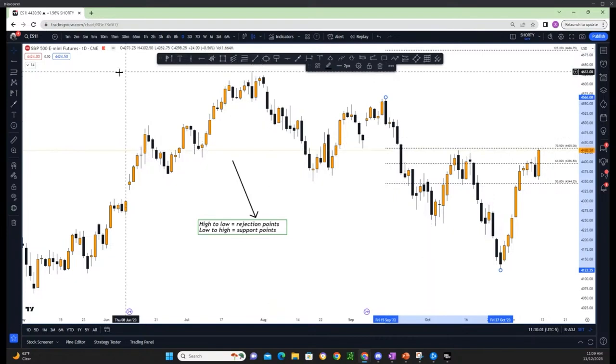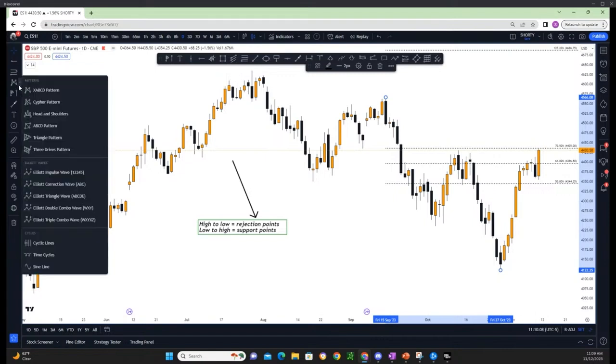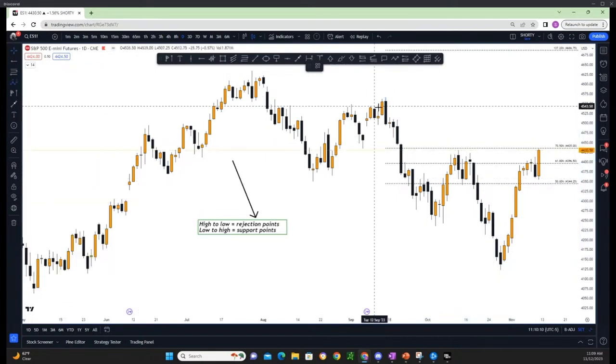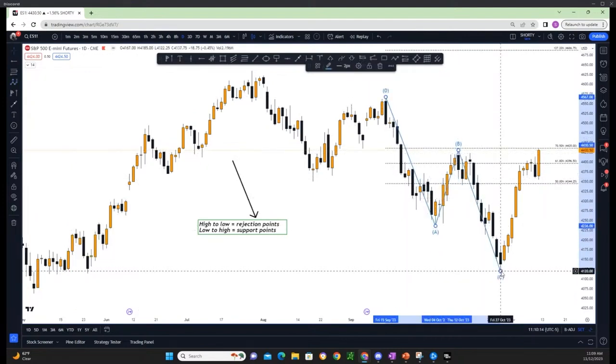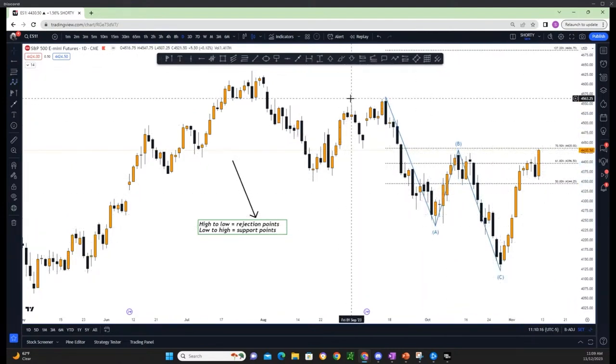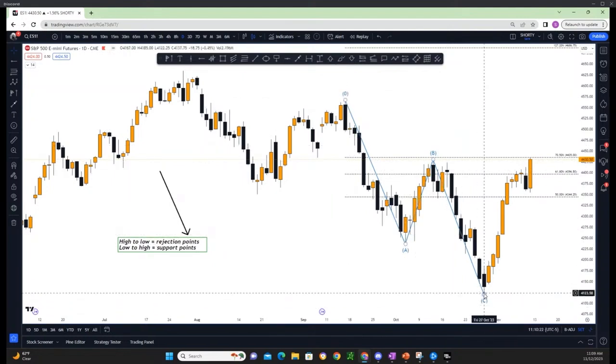And I'm not sure who's familiar, but there are patterns like ABC that are also based off of fibs. I think this is also an ABC pattern here, right? Have you guys heard of this before? I've used it before where this length here equals this length here. Have you guys ever done that or heard of it?